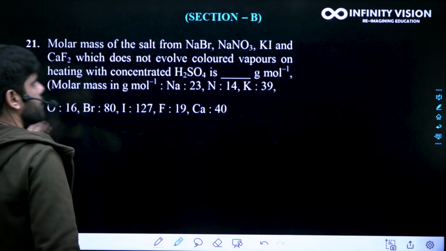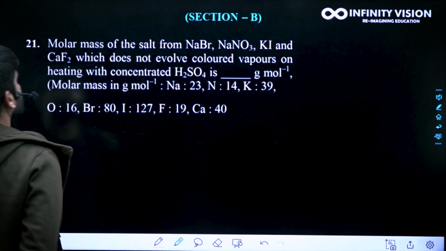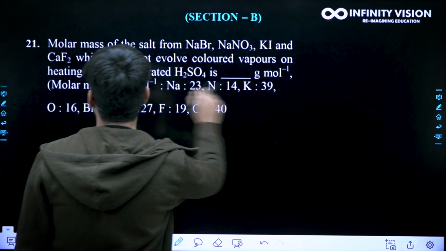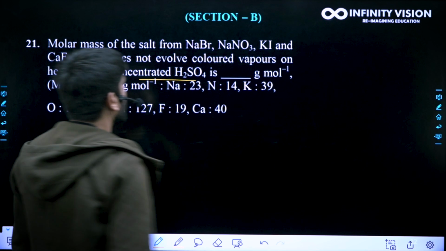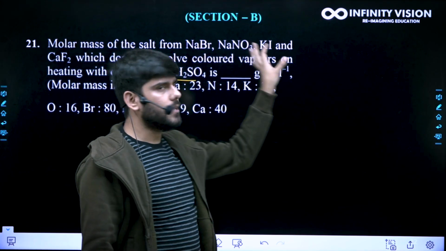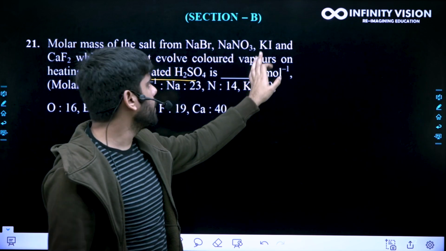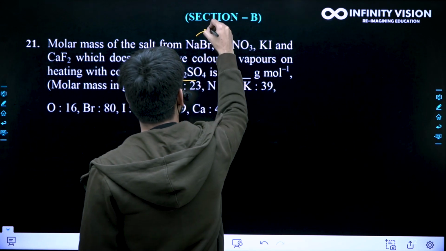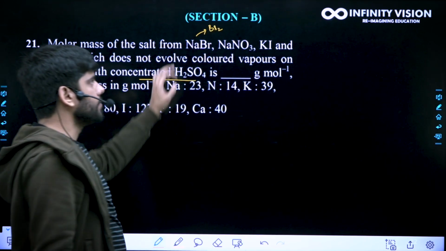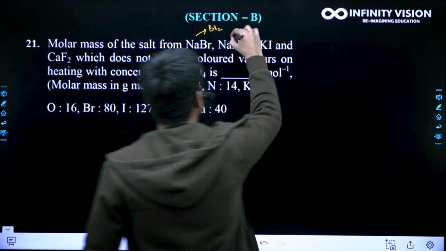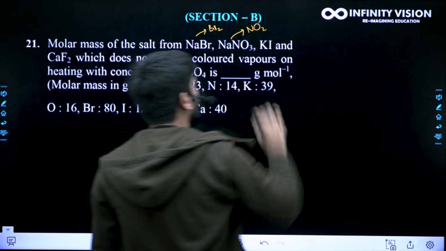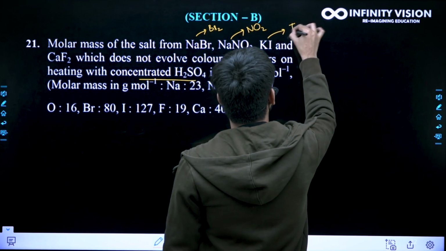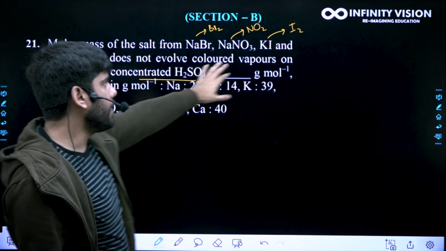All right, let us discuss the questions from section B. The first question is: the molar mass of the salt from NaBr, NaNO3, KI, CaF2, which does not evolve colored vapors on heating with concentrated H2SO4. This involves a test for bromide, nitrate, and iodide. We know that upon reaction with concentrated H2SO4, we get bromine vapors, which are yellowish orange. Here we get the orangish vapors of nitrate. And then here we get the violet vapors of iodine.